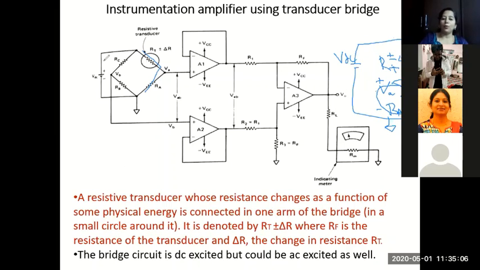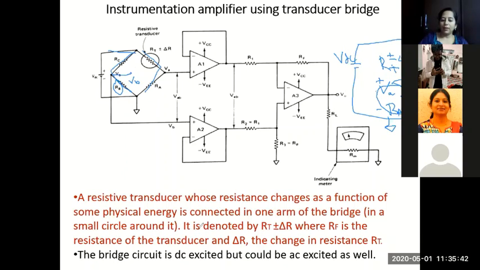Similarly, can you tell me what will be the voltage if I consider this arm? VDC is the excitation. I am interested in finding the voltage VB at this point. From this point to ground, the voltage is VB. So what would be the value of this voltage? It is the voltage across this resistance, RB: VDC into RB by RB plus RC. Yes or no? So the value of this voltage VB would be VDC into RB by RC plus RB.